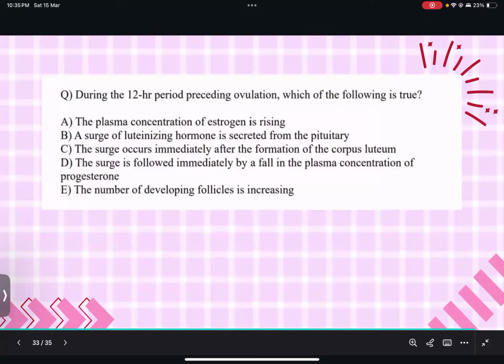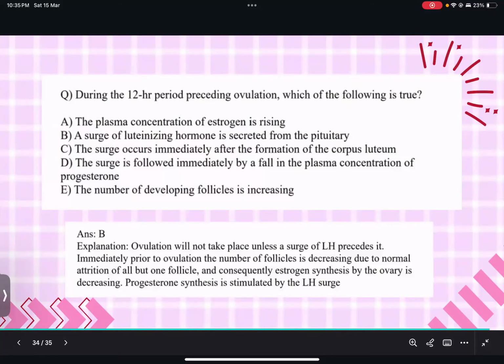Last question. During the 12-hour period preceding the ovulation, which of the following is true? Ovulation, we said, is around halfway through the cycle, the 14th day. In the 12 hours preceding the ovulation, what happens? What brings about the ovulation? B. A surge of LH, luteinizing hormone, is secreted from the pituitary. This should be so easy because we mentioned this a couple of times, and it is very important to know. What causes ovulation? LH surge.